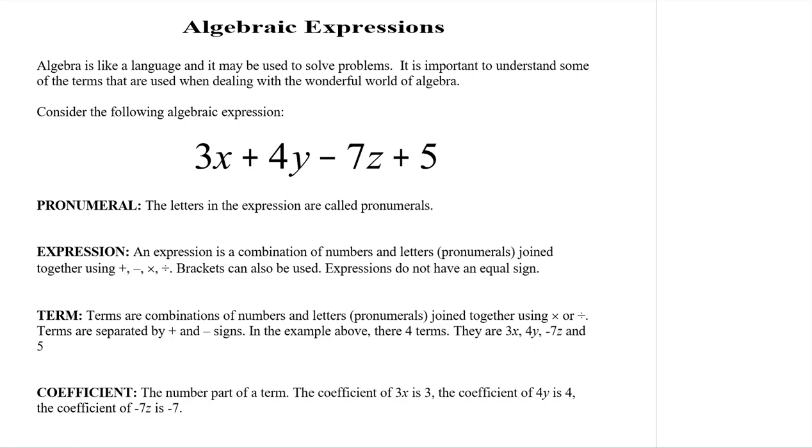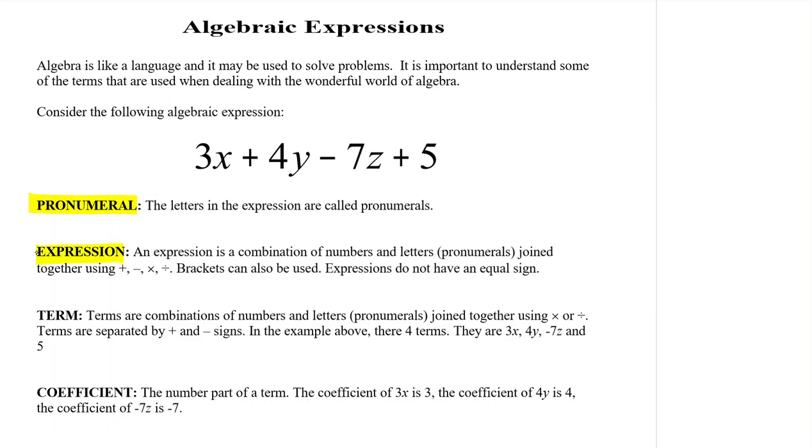So we're going to be looking at this expression that is here, 3x plus 4y minus 7z plus 5. Okay, so some of the words that we could use. The first one that's written there is the word pronumeral. A pronumeral is the letters that are in the expression. So this one has 3 different pronumerals. It has an x, a y, and a z.